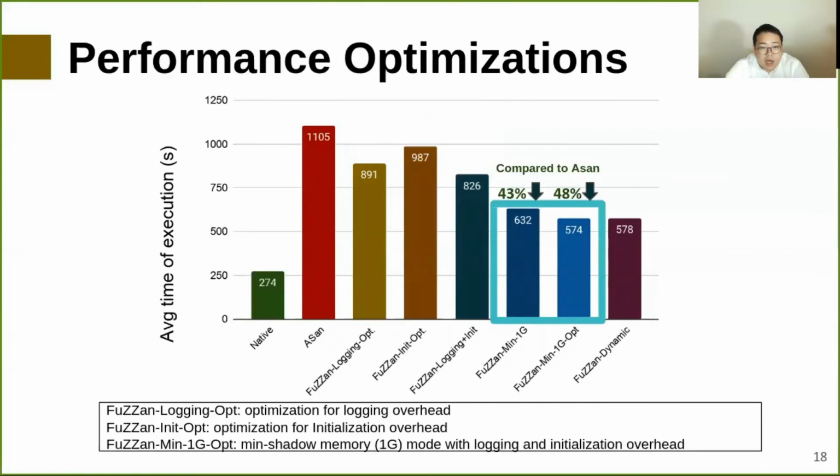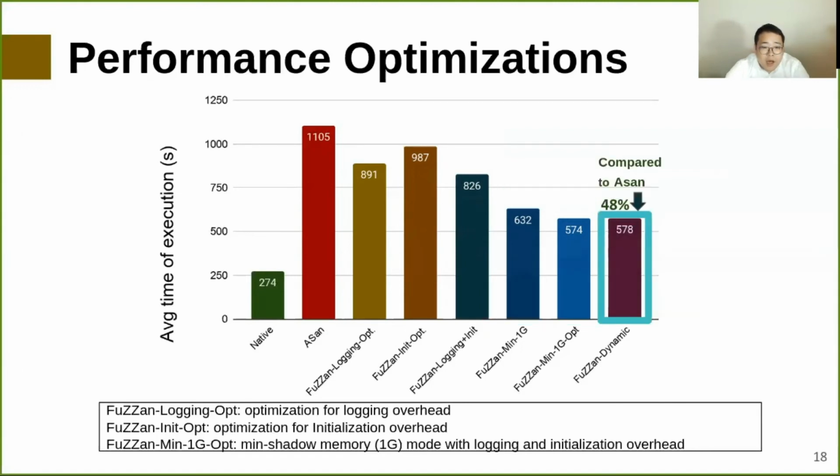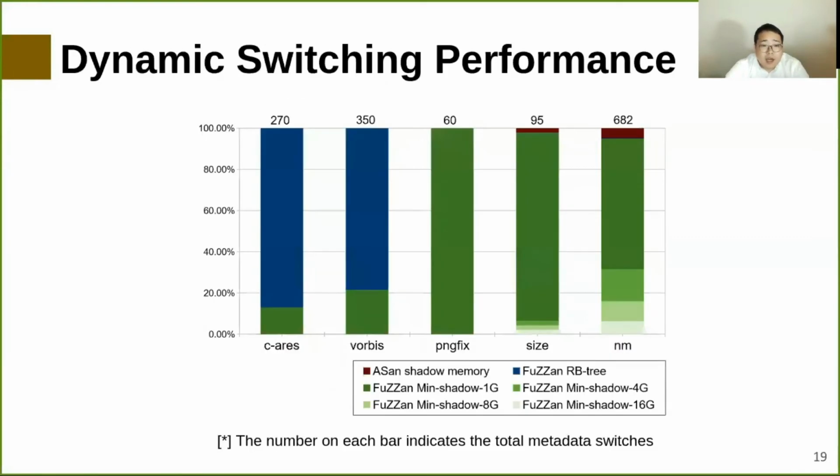And combining the two optimizations with the min shadow memory showed 5% better performance than native min shadow mode alone. Also, Fuzzan's dynamic switching mode performance exceeds ordinary sanitizers by 48%. Although dynamic switching mode has an identical fuzzing performance to using 1 gig's min shadow mode, dynamic switching mode is needed. To be more exact, this figure shows why dynamic switching mode is needed.